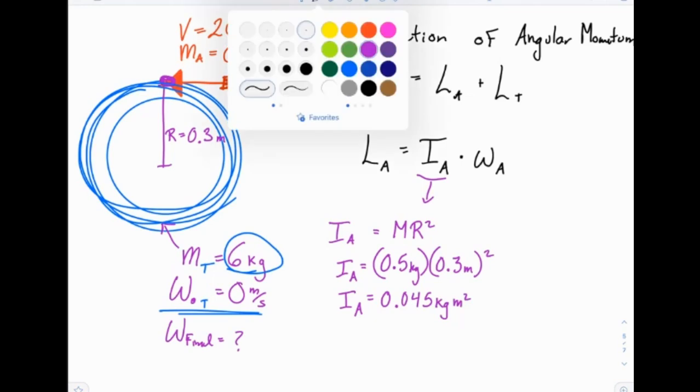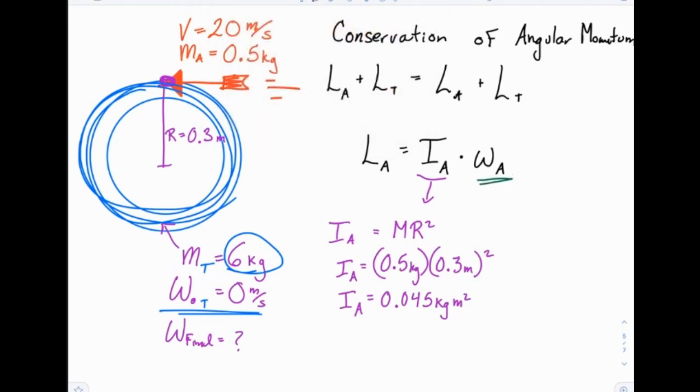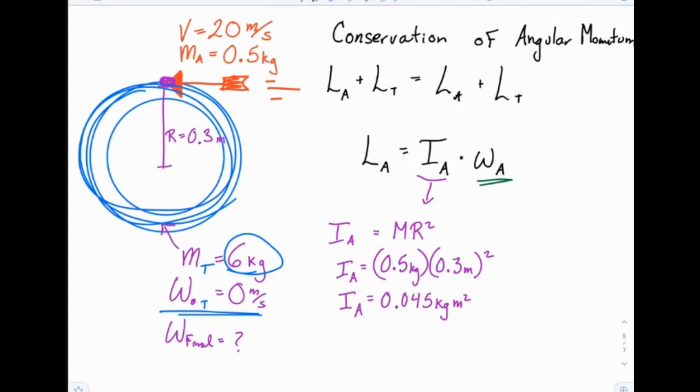Then the next thing I need to do is find the angular velocity of my arrow, which is weird because the arrow is not actually going in a circle, it's going in a straight line. But I'm going to pretend like it's going in a circle with a translational velocity of 20 meters per second. So I'm going to remember how angular and linear velocities compare to each other.